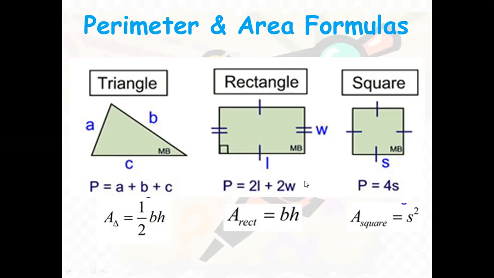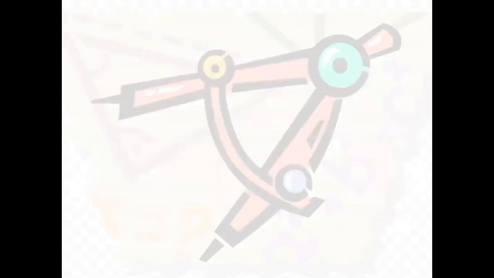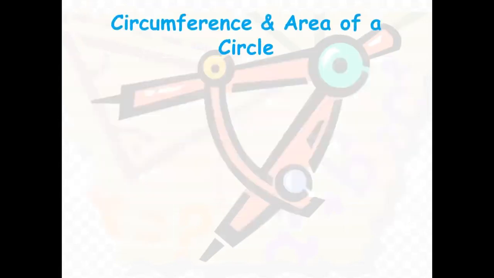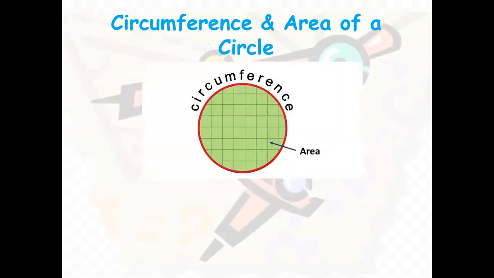For the perimeter of the square, we have 4s, which means rather than adding up the same number 4 times, we're just going to multiply that by 4. So 4s is the formula for perimeter, and for area, it's going to be s squared, which means s multiplied by s. You're going to multiply s 2 times. Right, let's look at the circumference and area of a circle now.